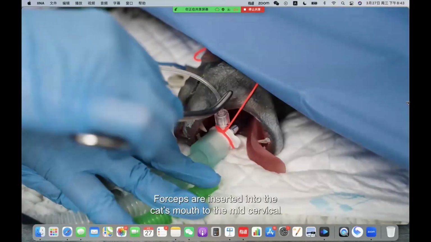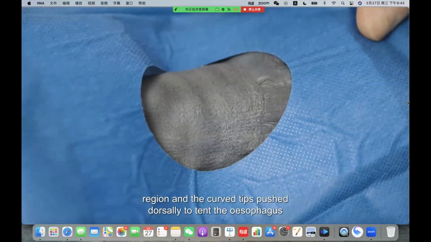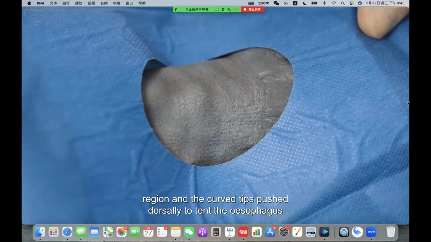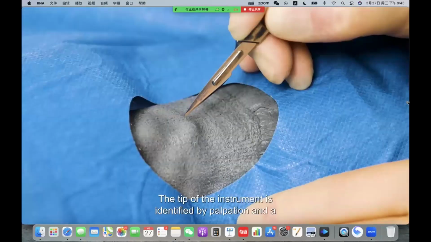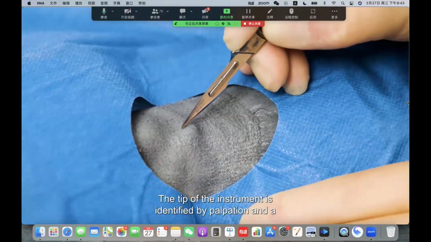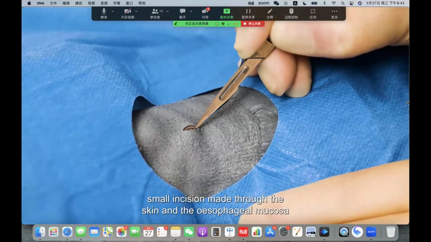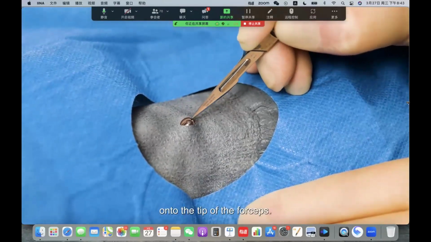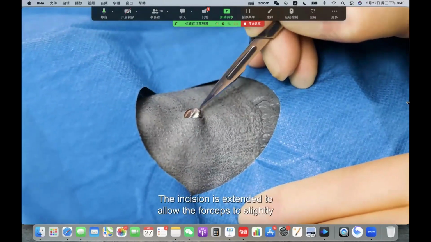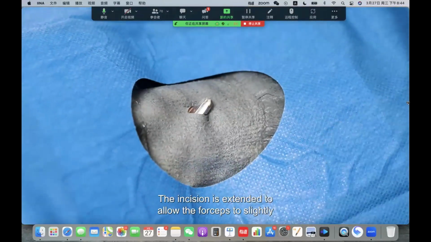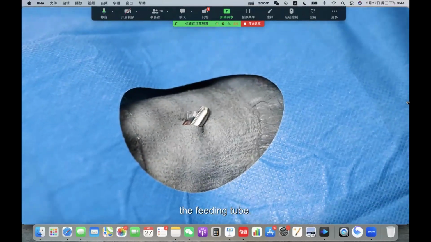Forceps are inserted into the cat's mouth to the mid-cervical region, and the curved tips push dorsally to tent the esophagus towards the skin. The tip of the instrument is identified by palpation and a small incision made through the skin and the esophageal mucosa onto the tip of the forceps. The incision is extended to allow the forceps to slightly protrude from the skin and open enough to grasp the end of the feeding tube.